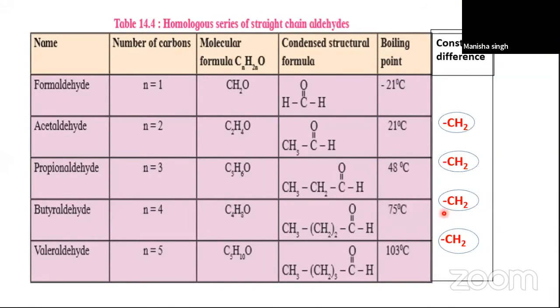So we can say that the members of homologous series, they differ by the CH2 unit, that is methylene. CH2 is known as methylene. So this is the characteristic of members of homologous series. They differ by CH2 group. Next slide, please.